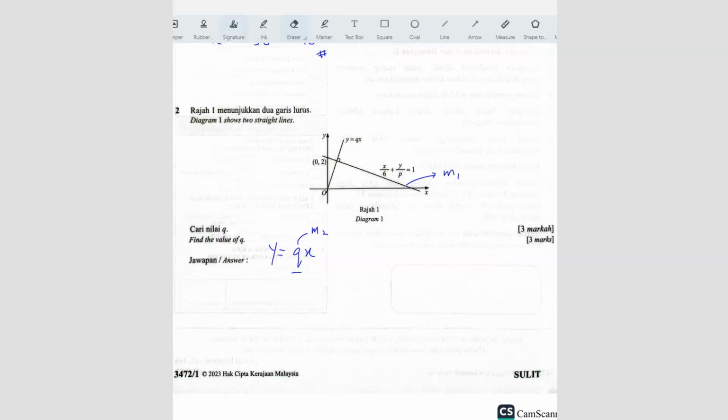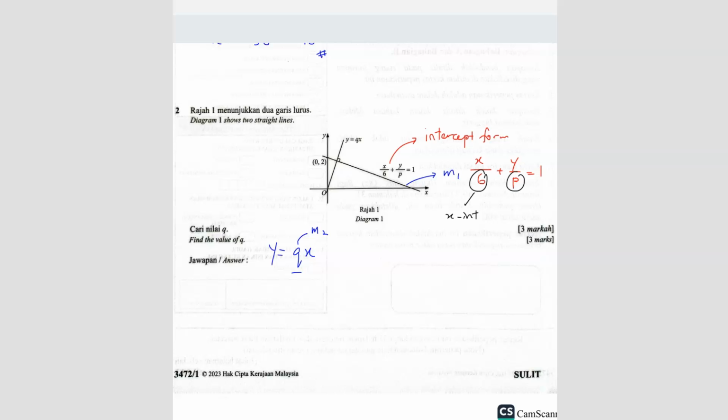So this is an intercept form. For those who might have forgotten, this is actually the intercept form. So one thing about intercept form is you have to know that when it is in this format and is equal to 1, the value down here, this 6 here, will represent the x-intercept, and the p value will represent the y-intercept. Okay, so from here we can already find the gradient, because gradient is equal to negative y-intercept divided by the x-intercept.